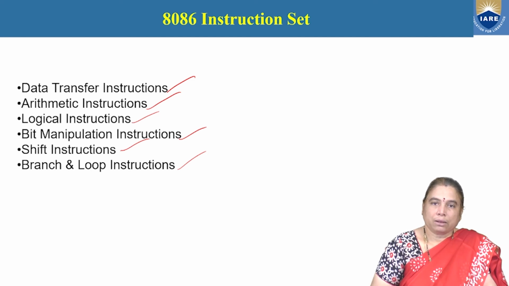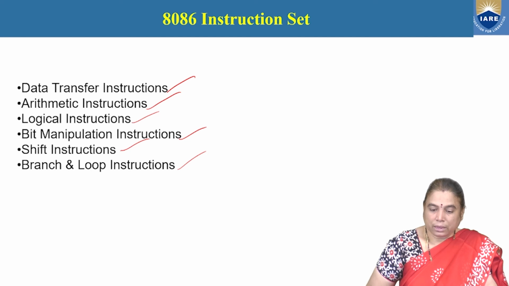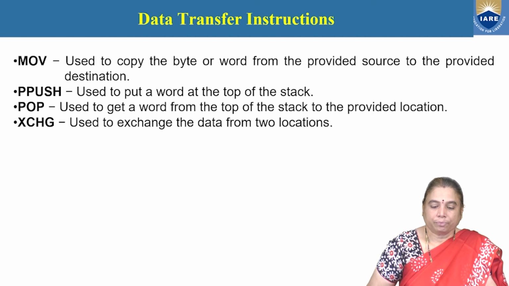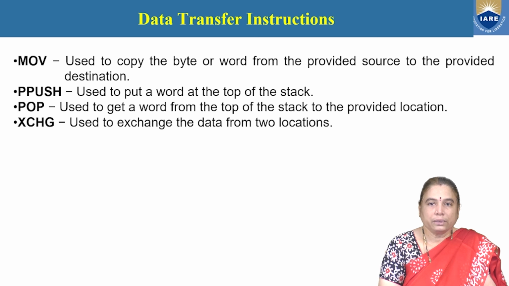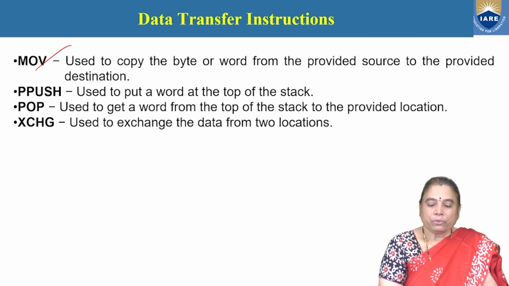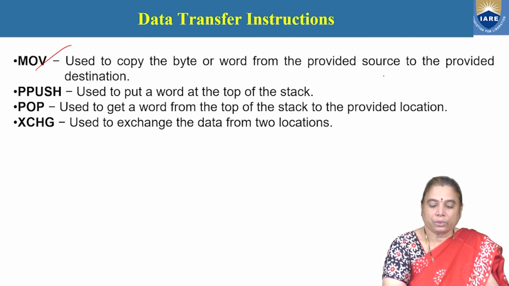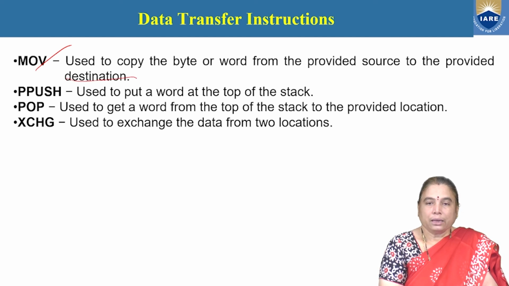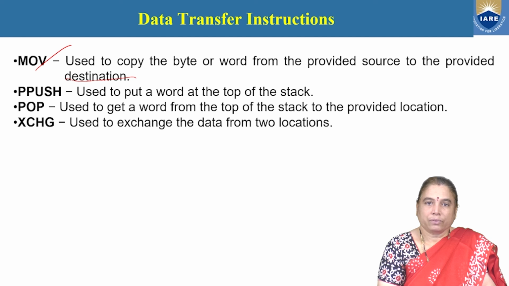One after another we have to discuss in the sample instruction set of 8086. In the data transfer instructions, the first general instruction used is the MOV, move. So it is used to copy a byte or word from the provided source to the provided destination. And here not only between the memory and the register, the transfer can take place.